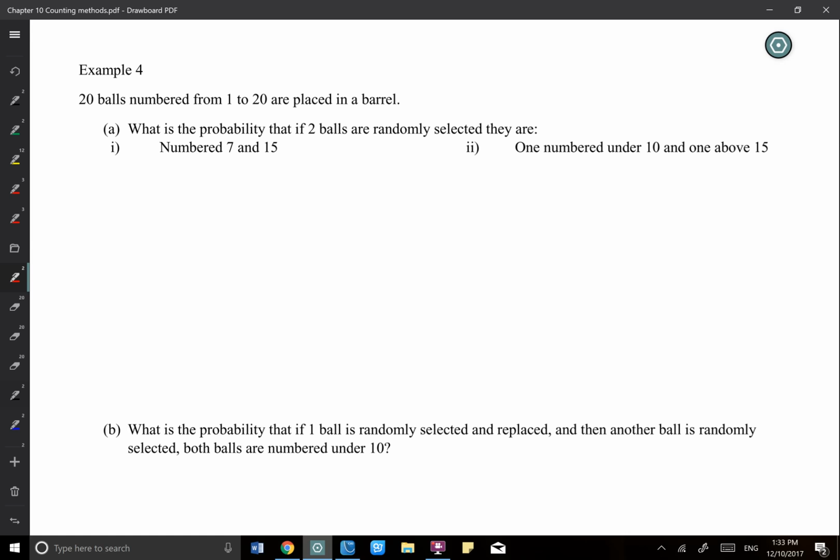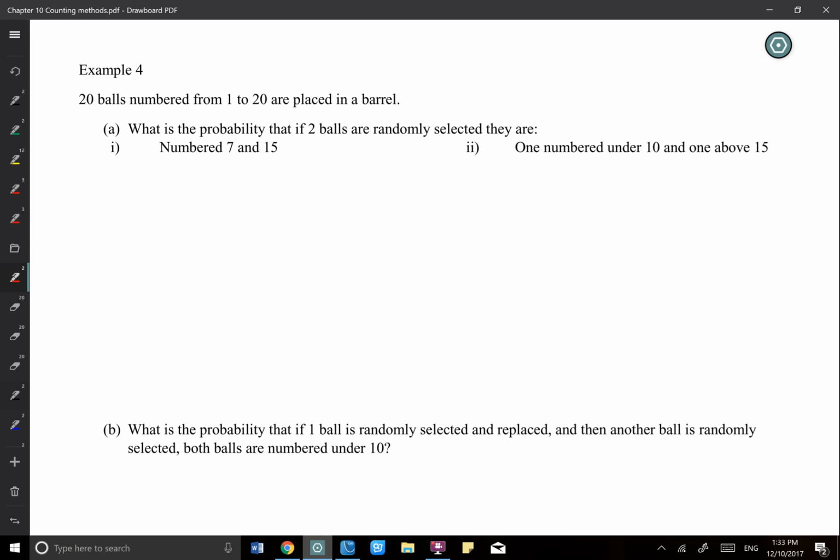Okay, have a think about this question. This question is very interesting. I just want to randomly select 2 balls, and I want those 2 balls I select to be numbered 7 and 15. Let's have a think about that. I'll give you another view, not using combination or permutation. Do you think the order is important or not?